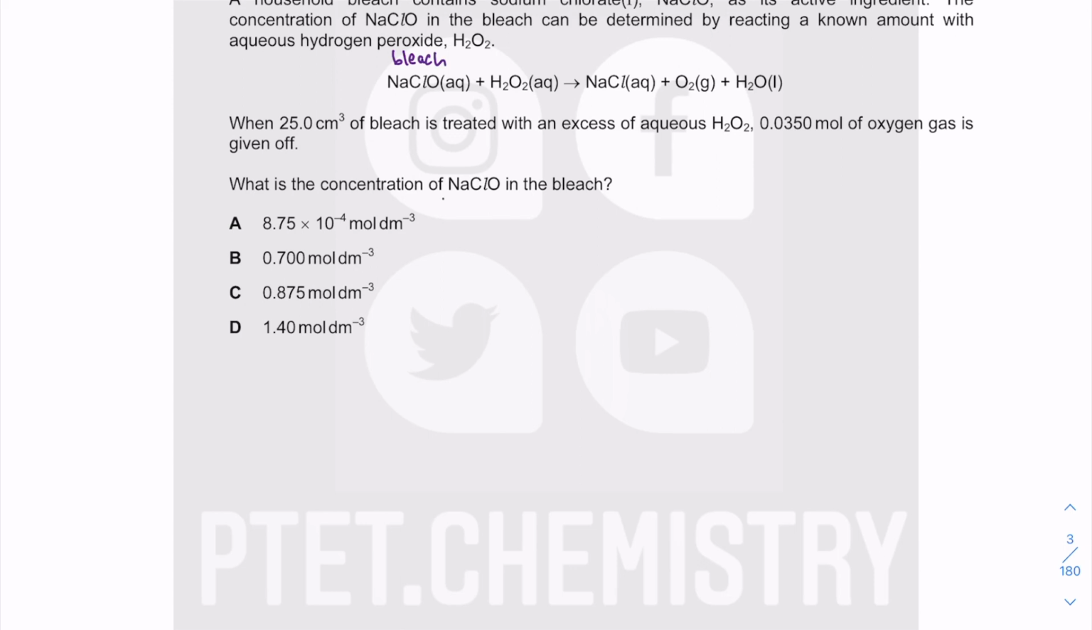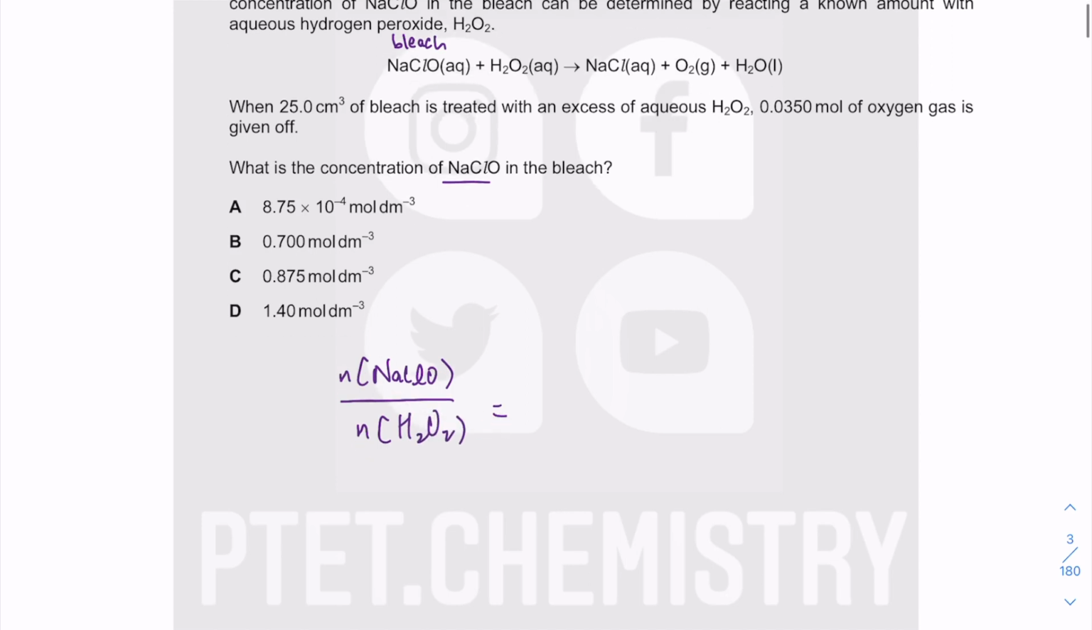You are asked to find the concentration of the NaClO. So again, I will set up my mole calculations equation like this. I could set it up using mole ratio, as you have seen me doing in a lot of my other tutorial videos like this, as 1/1.